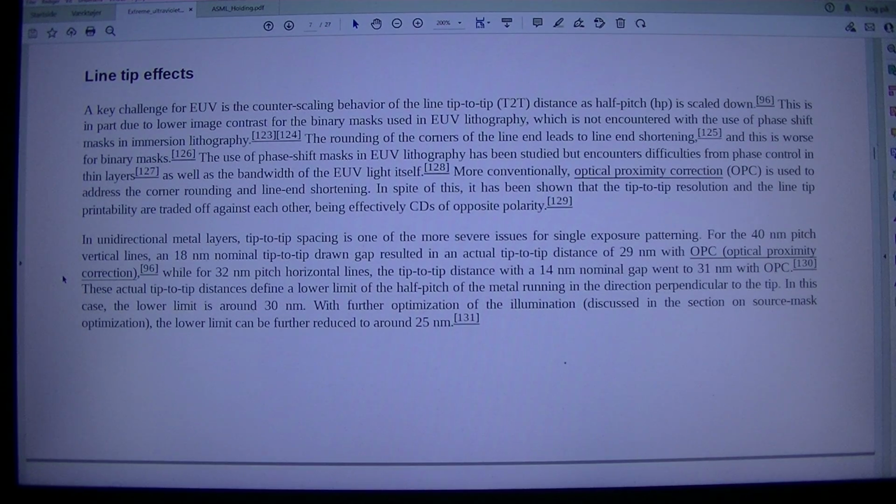[130] These actual tip-to-tip distances define a lower limit of the half pitch of the metal running in the direction perpendicular to the tip. In this case, the lower limit is around 30 nm. With further optimization of the illumination, discussed in the section on source mask optimization, the lower limit can be further reduced to around 25 nm.